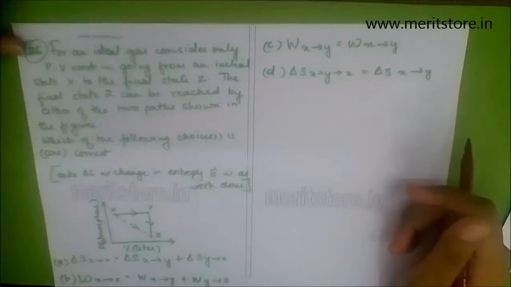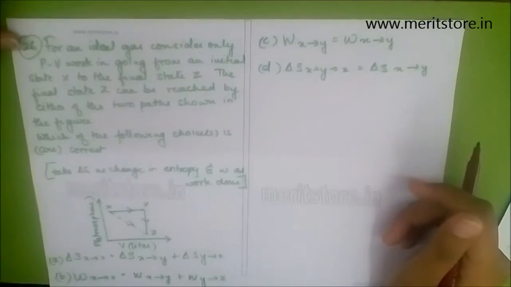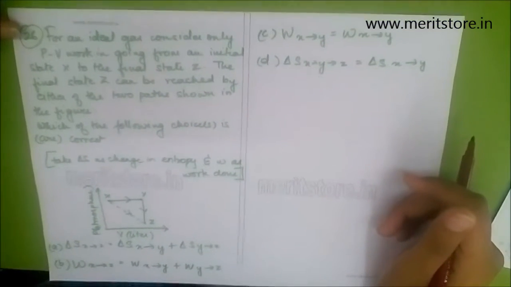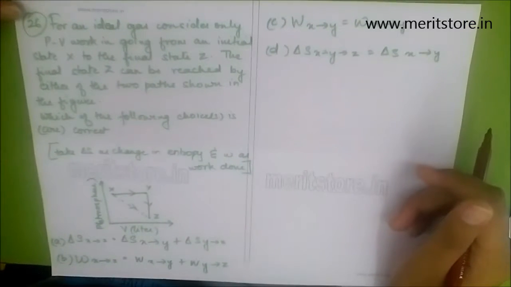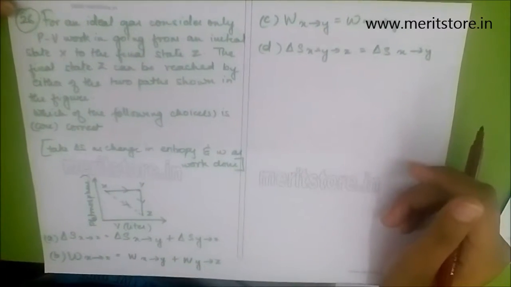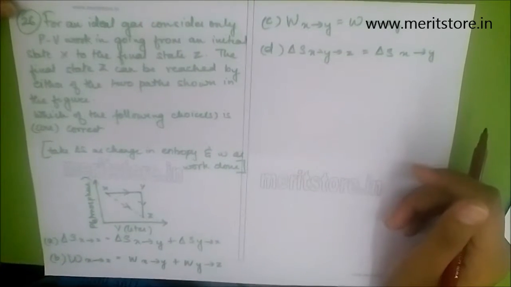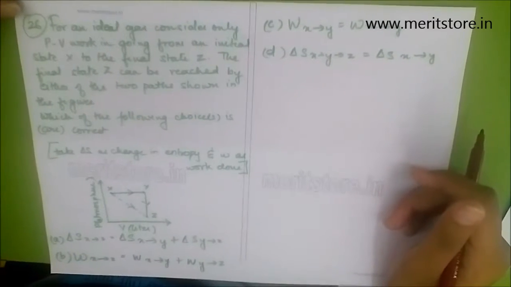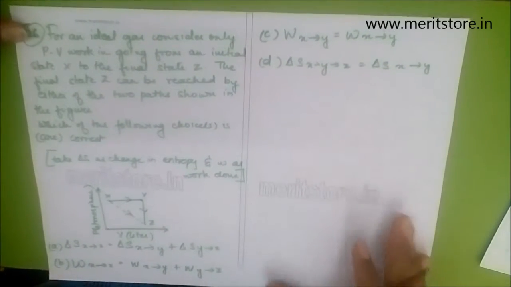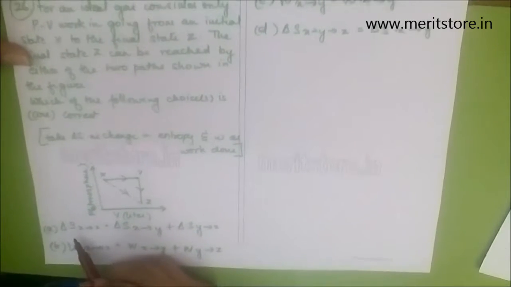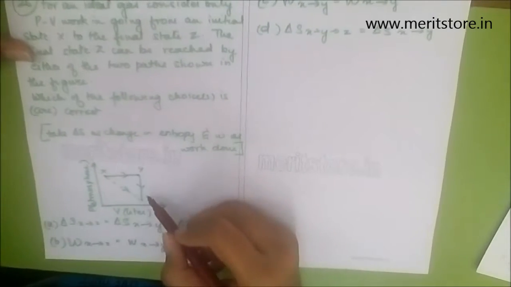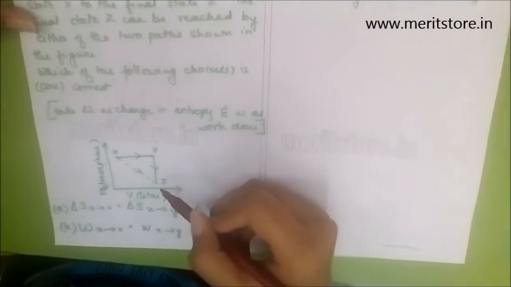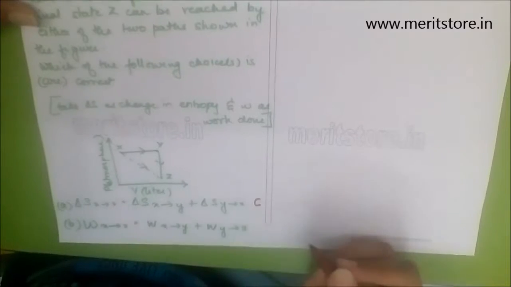For an ideal gas, consider pressure volume work given from an initial state x to the final state z. The final state z can be reached by either of two paths shown in the figure. Which of the following choices are correct? Take delta S as change in entropy and W as work done. Now here, looking at the options, A, that is change in entropy from x to z, is the sum of the change in entropy from x to y and y to z. Therefore, this option is correct.